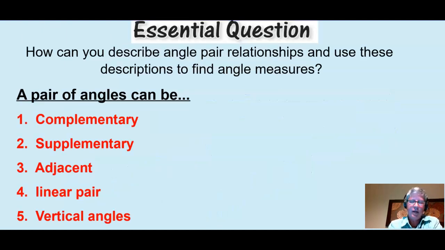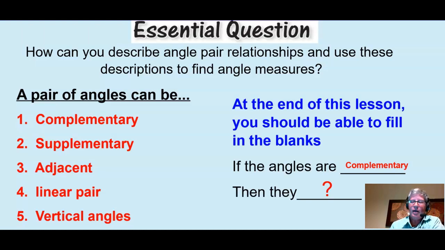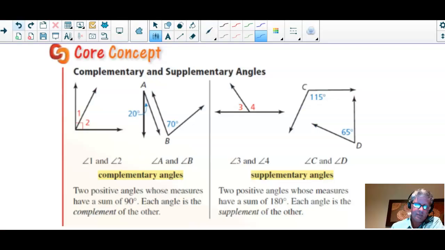So the essential question: how can you describe an angle pair relationship and use these descriptions to find angle measures? We will be talking about 5 pairs of angles. If I say they're complementary, supplementary, adjacent, linear, or vertical angles, then you need to make an association to, well, what are they? Or what cool characteristic comes up with those? At the end of this lesson, you should be able to fill in this blank. For example, if the angles are complementary, then that should work.